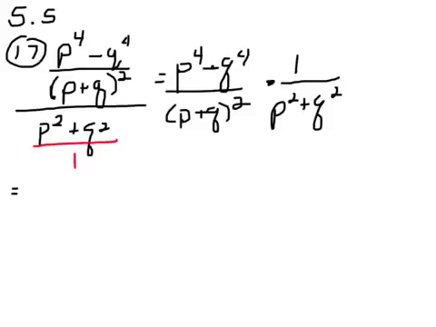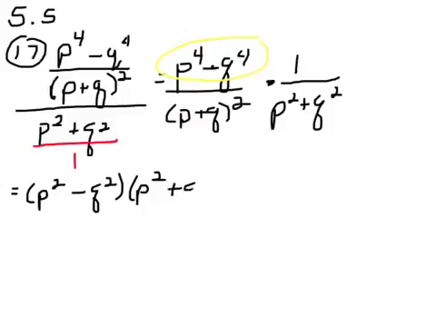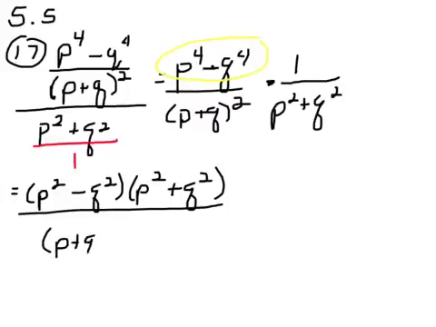Now, we need to factor some of this in order to simplify it. I'm going to circle it with yellow. I'm going to start by factoring this. This is a difference of two squares. So it's going to factor into p squared minus q squared times p squared plus q squared. And on the bottom of that, I have p plus q squared. And then I have 1 over p squared plus q squared.